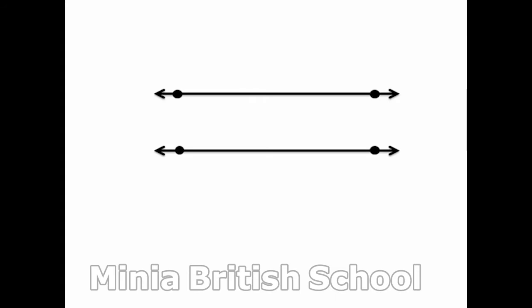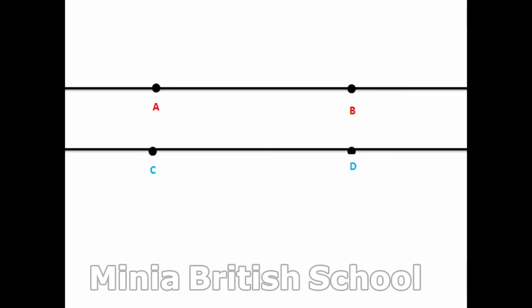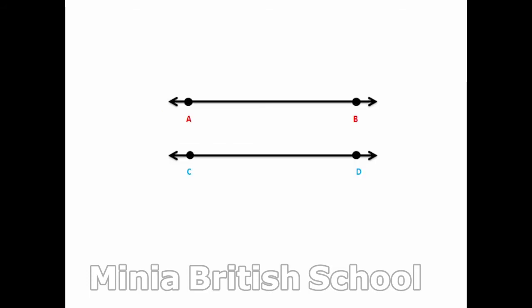Let's start with a couple of lines that are in the same plane. These lines are called line AB and CD. Now, the important thing to note about these two straight lines is that they are pointing in exactly the same direction. So, even if we extend them forever, they would never cross. When two lines are arranged like this, we call them parallel.